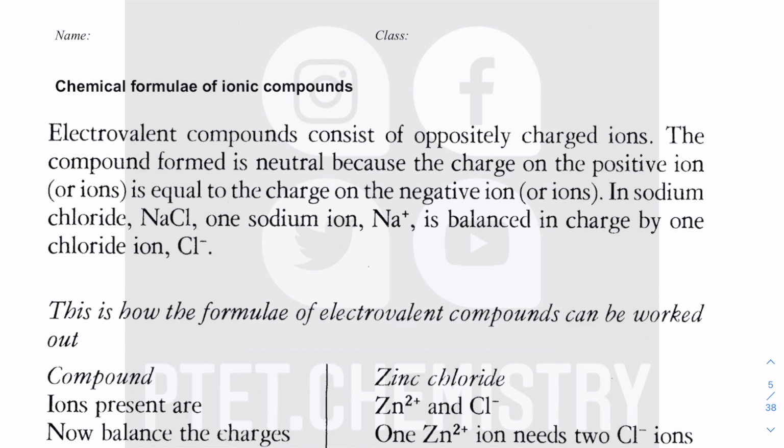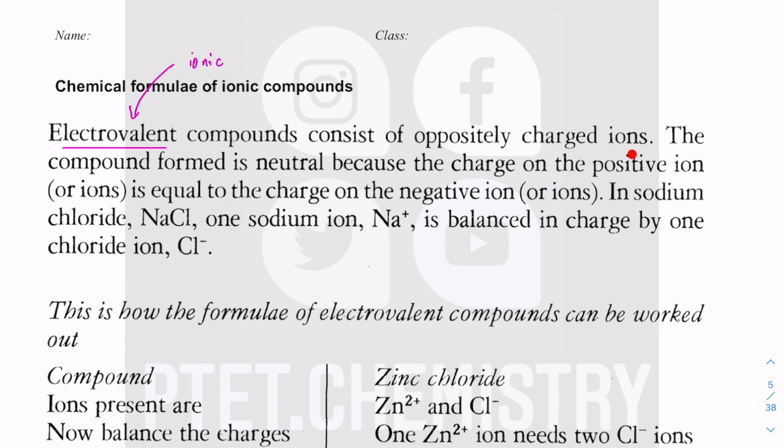So in this second lecture tutorial video, I'll continue this lesson on obtaining the chemical formula of ionic compounds. Electrovalent compounds is another name for ionic compound. Cambridge likes to use alternative names, and electrovalent compound simply means ionic compound. They consist of oppositely charged ions.